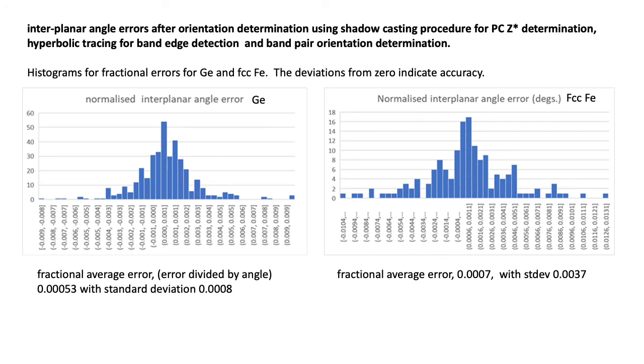If we look at the results for the face center cubic iron, we see that the Gaussian is not so good, although the fractional error of displacement of the peak is now only 7 parts in 10,000. A very little difference, but the uncertainties in the Gaussian suggest a poorer result.